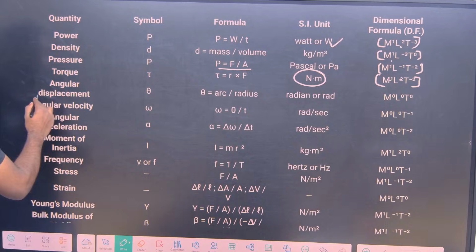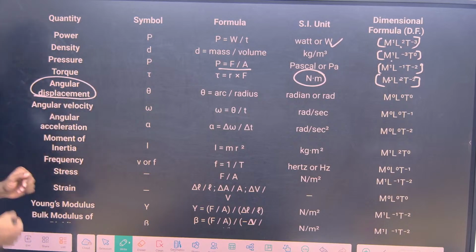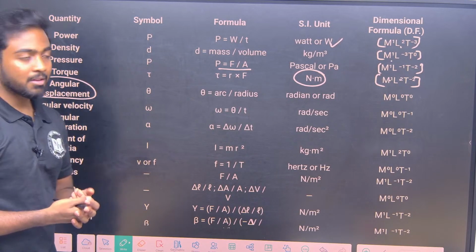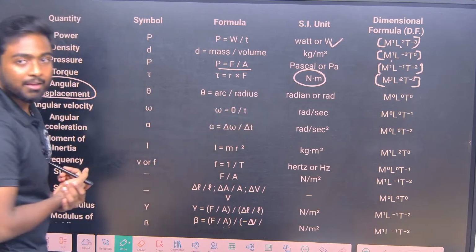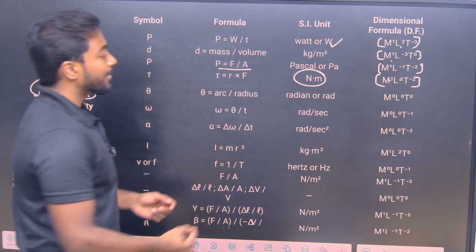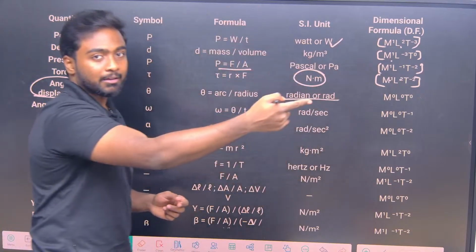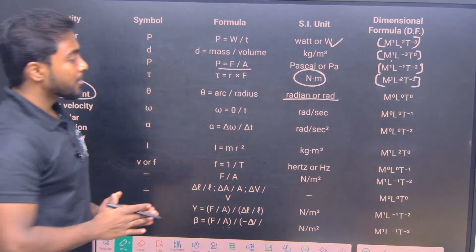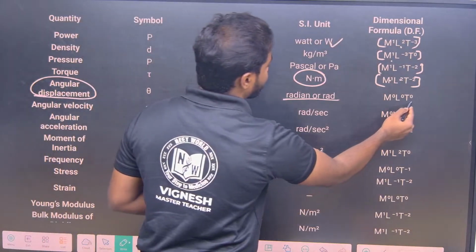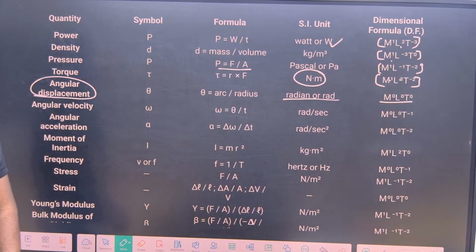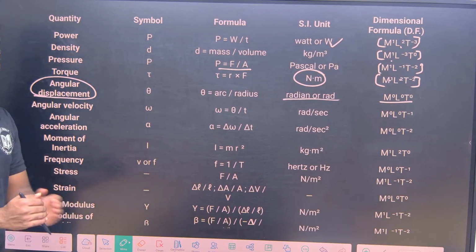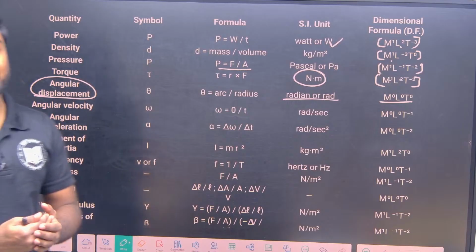So angular displacement. Similarly to displacement, angular displacement is there, theta equals arc by radius is the formula, and the SI unit is radian. Okay, there it is meter for displacement, here it is radian. So the dimension formula is M power 0 L power 0 T power 0. So don't ever confuse between displacement and angular displacement, guys.